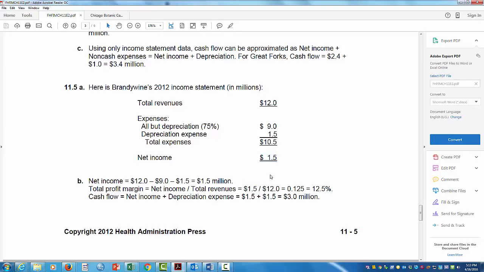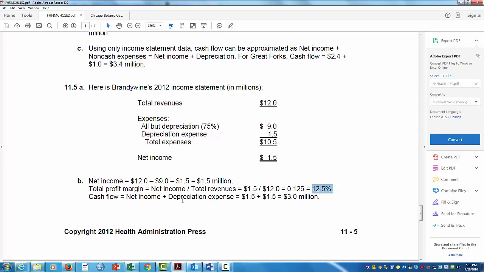Part C asks what was the hospital's profit margin and cash flows. Profit margin is a ratio where we take our net income of 1.5 million divided by the total revenues of 12 million. We will convert that into a number here of 0.125, and then finally convert it to a percentage. That's how we express the profit margin. So the answer is 12.5%. Cash flows are the sum of net income plus any non-cash expenses, like depreciation.